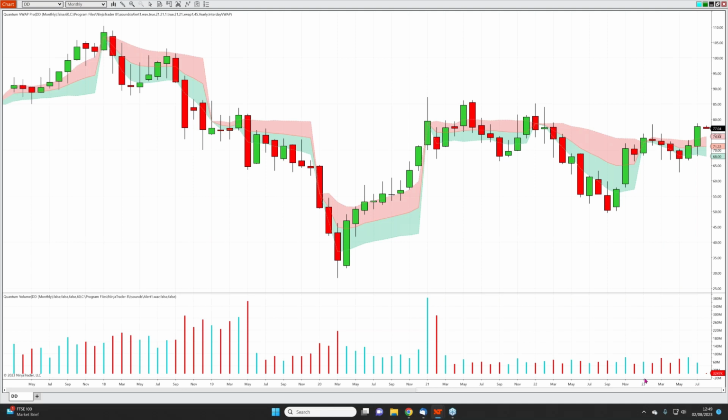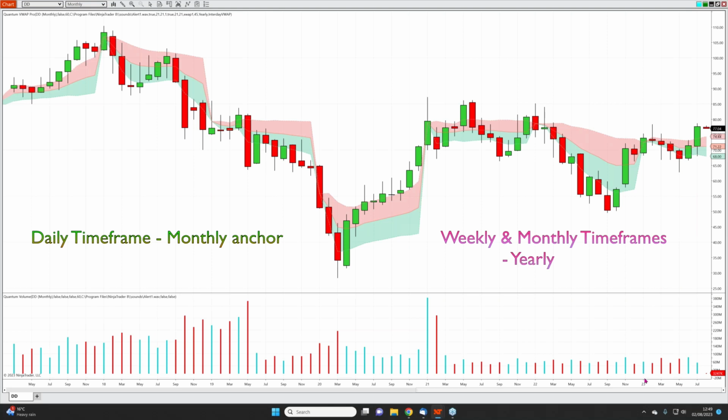The intraday indicator was designed to be addressed across the dailies, the weeklies, and the monthlies. On the daily, we use the monthly anchor, and on the weeklies and the monthlies, we use the yearly anchor. So on the dailies, we use the monthly, and on the weekly and the monthly time frame charts, we use the yearly anchor. So I hope that makes sense.